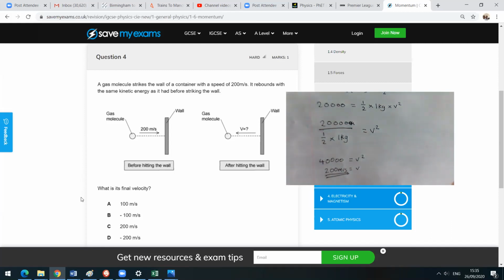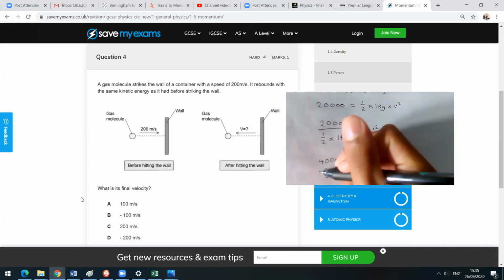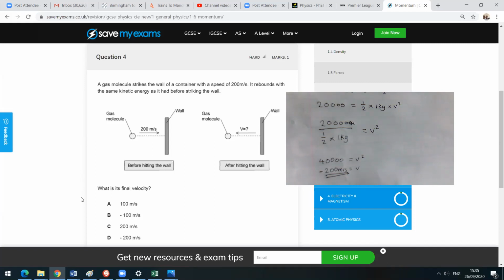So is it C? No, take minus. E. Correct. Going in the opposite direction. They're trying to check, do you know that velocity is a vector? Another really good question to assess that. So it does move off with minus 200 as opposed to 200, because 200 is to the right. Well done.